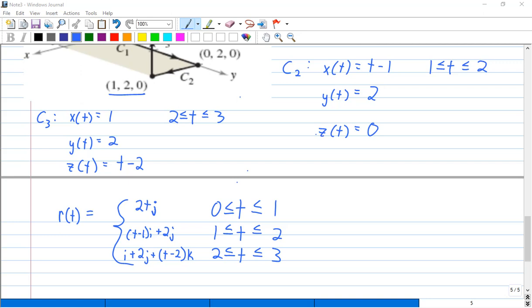Kind of neat that we could do that. I mean, then we could find all kinds of things if we needed to. But that's how you do the parametrization of a smooth curve C that's partitioned into different pieces. You have to take one piece at a time. That's the answer. That is the, what is it called? The piecewise smooth parametrization.